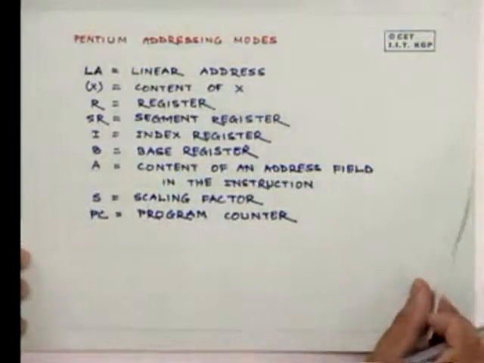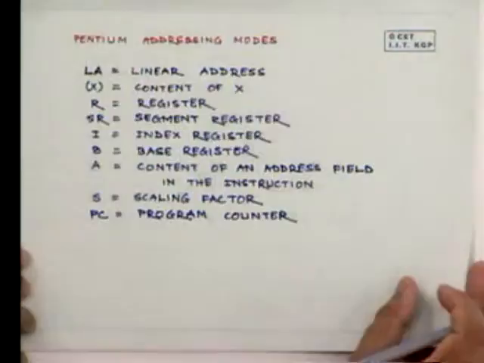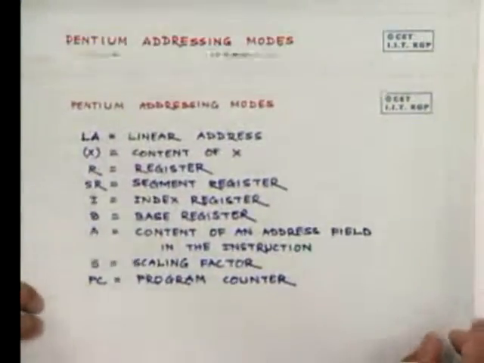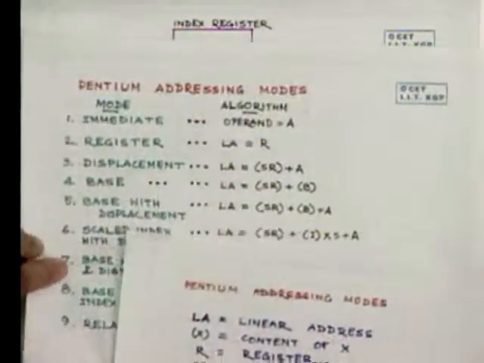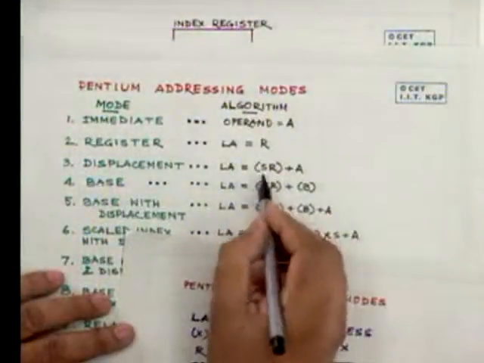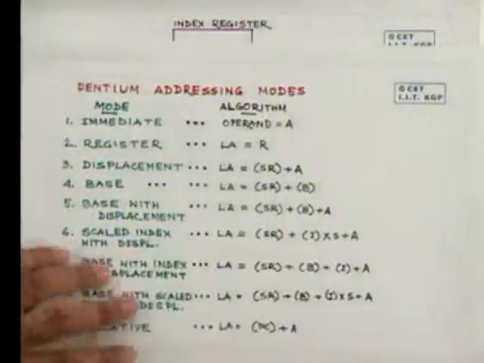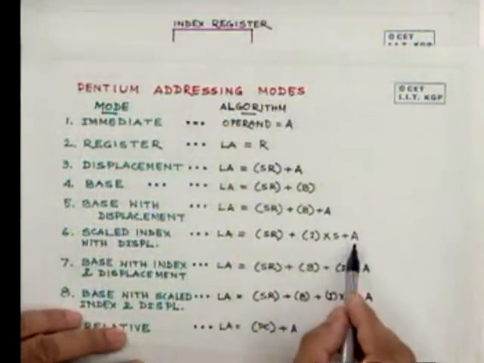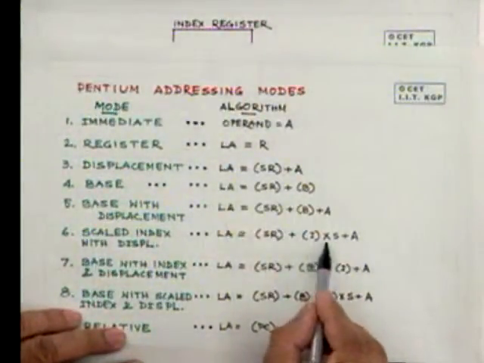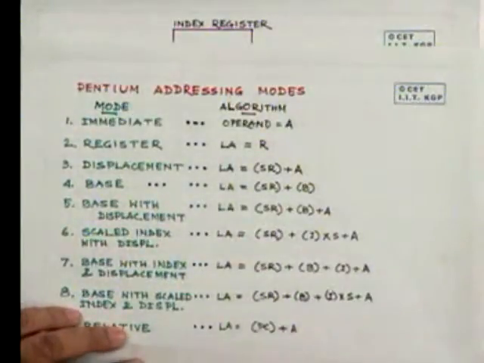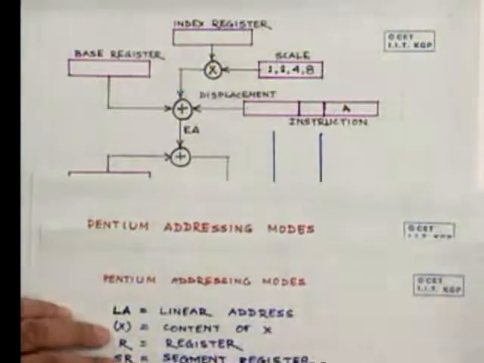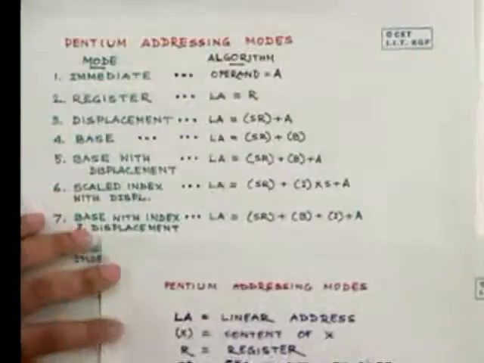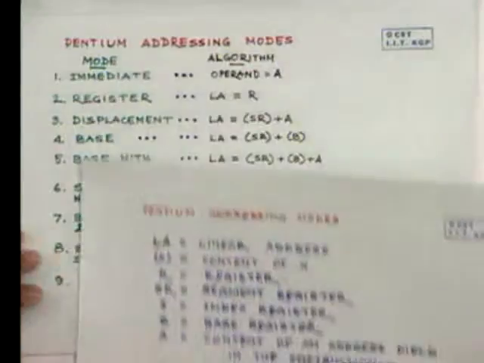When I say that it is taken as a displacement, it may be the other way around also, that this is the address, and this is taken as a displacement. Therefore, what is important is that this A comes from the instruction.